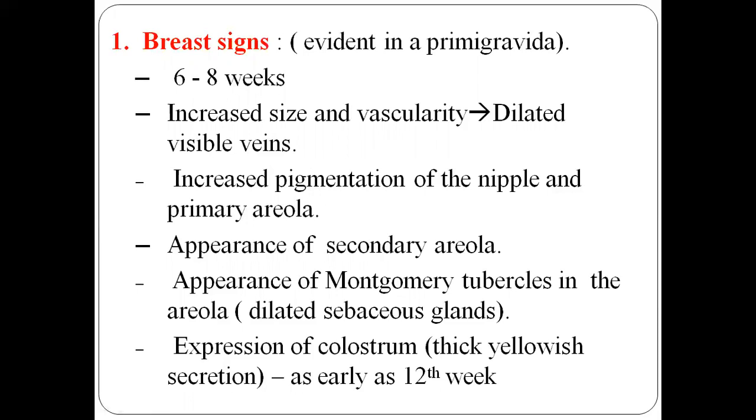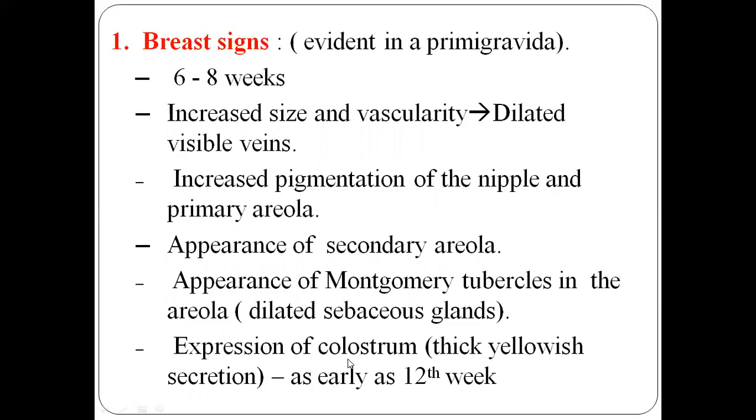The nipple and primary areola will become hyperpigmented. Then slowly there will be the appearance of a secondary areola around the primary areola. And Montgomery's tubercles will be there. It is a sebaceous gland, so a dilated sebaceous gland. What is the function of Montgomery's tubercle? Because it is a sebaceous gland, it will secrete sebum and keep the nipple and the areola moist during lactation.